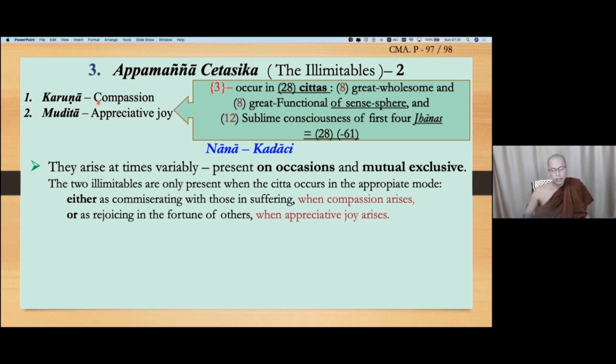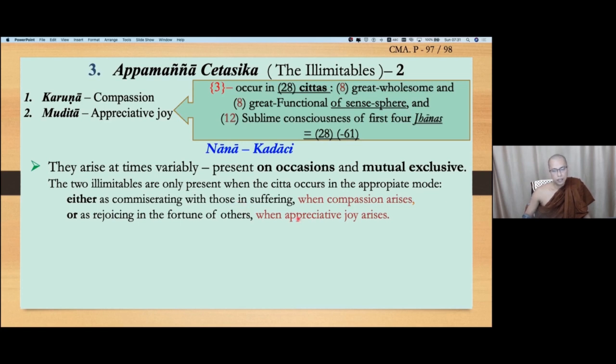So when the karuna arises, the mudita cannot arise because they have different objects. The compassion arises only when the person's mind commiserates with those in suffering. So focusing on the beings with suffering, the compassion arises. That is why the object of compassion is the beings in suffering.